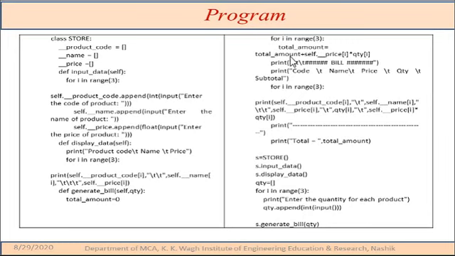So for calculating the subtotal, I have taken the total amount, price into quantity. And then I'm displaying that in an appropriate format, the total details, along with the product code, product name, product price, product quantity, and the total amount, that is your subtotal. And then lastly I am adding that into the total amount, all the totals.